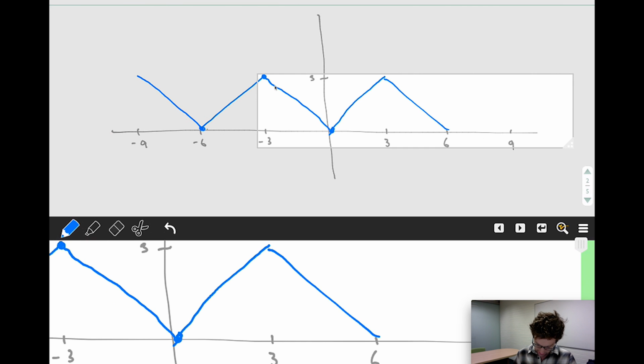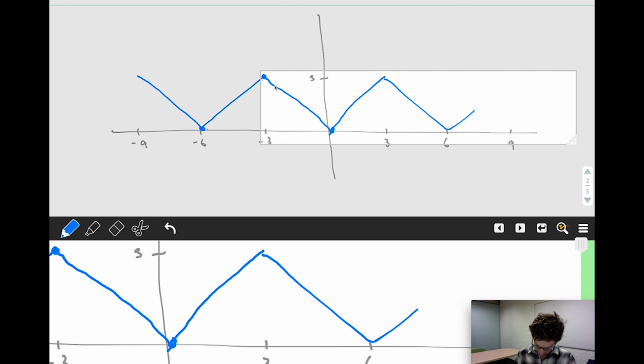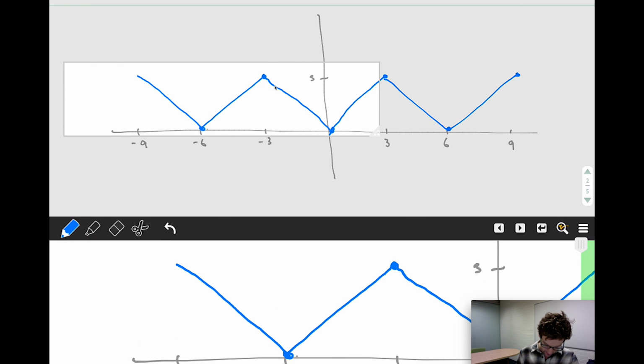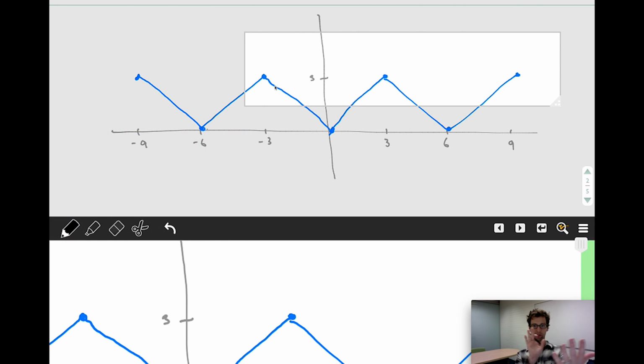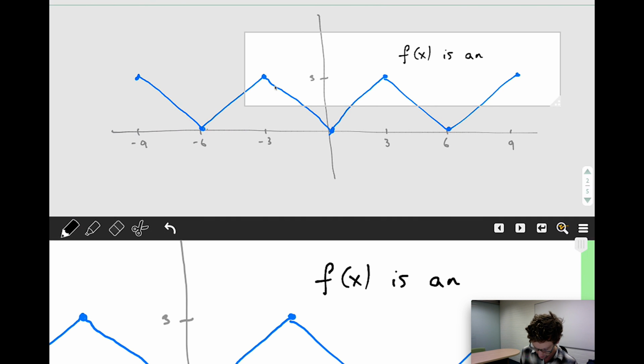Although it is changing discontinuously at the edges, as you can see, at these little corners, it's changing its slope discontinuously. So here's my function, f of x. And we can see that this function is going to be periodic. If I swap it left-right, I end up with the same function. So f of x is an even periodic function.